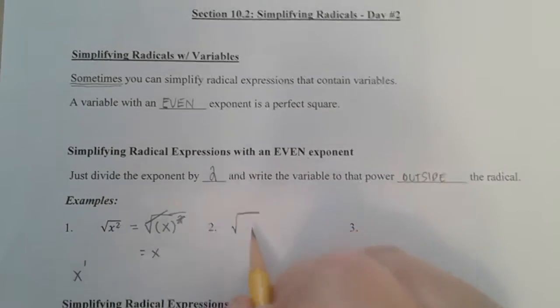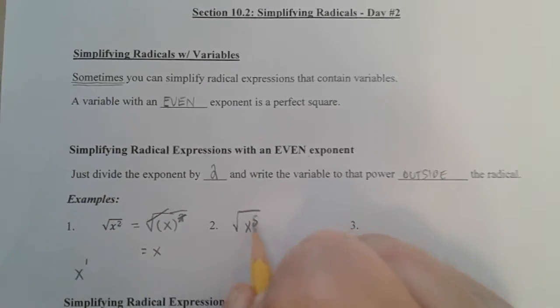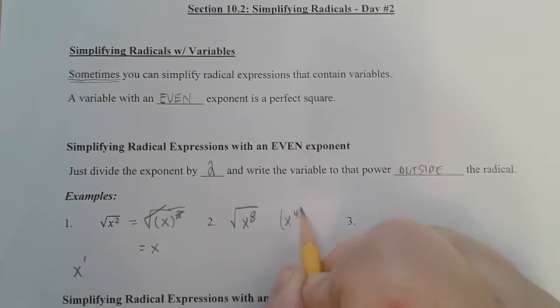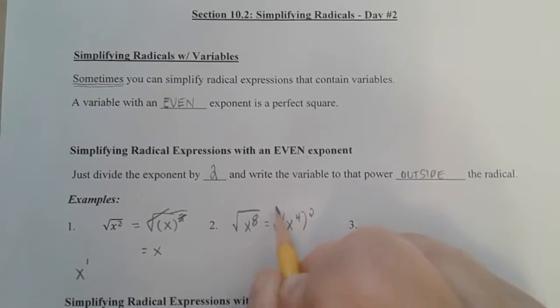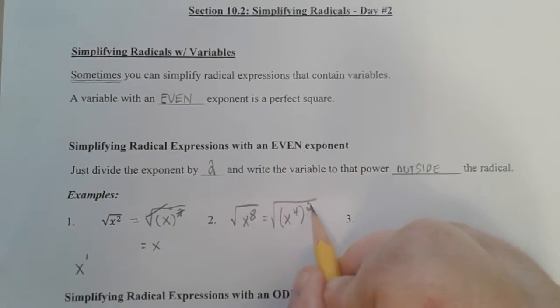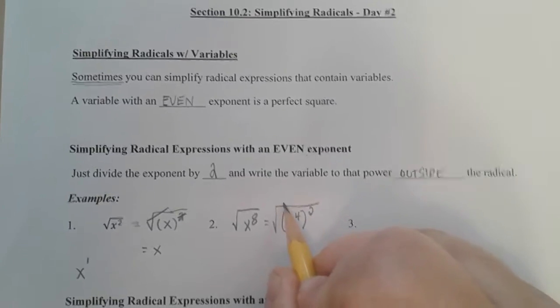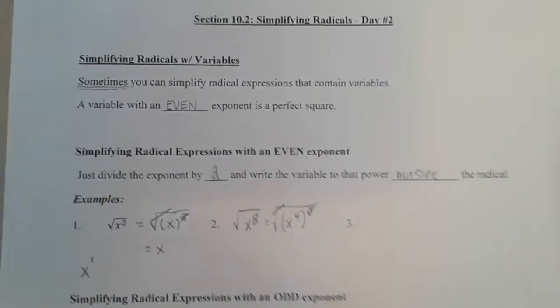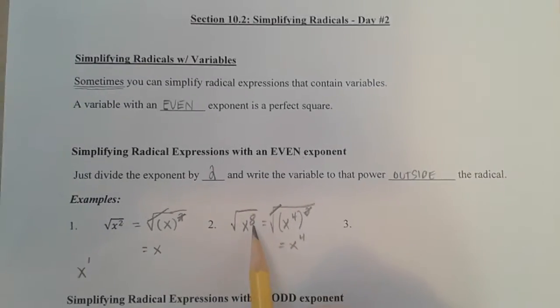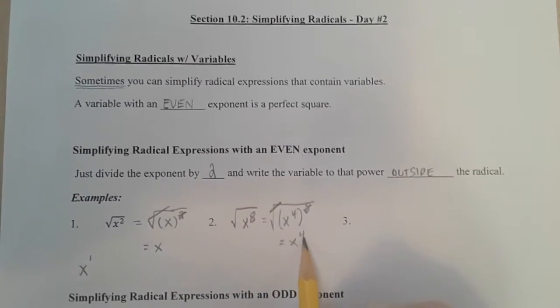So when we have the square root of x to the 8th, I can think of that as x to the 4th, squared. Because when you raise a power to a power, you multiply the exponent, so that's x to the 8th. Now the square root gets rid of that exponent of 2, so I have x to the 4th. Or 8 divided by 2 is 4.